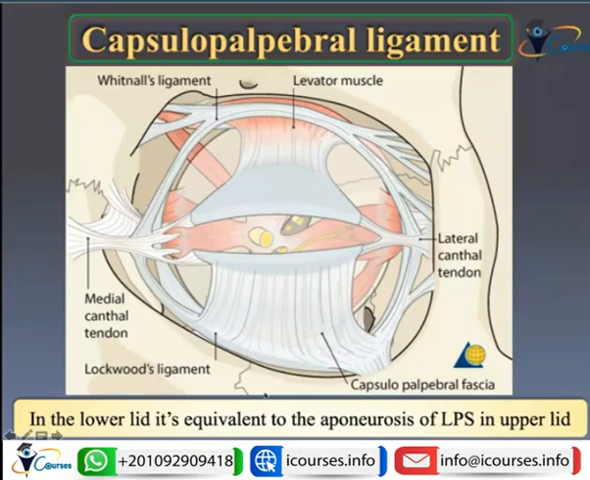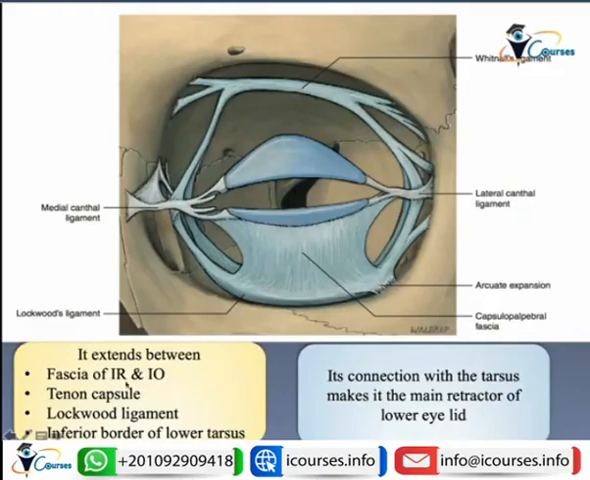This attachment is one of the main retractors of the lower eyelid, and it is analogous to the levator muscle in the upper eyelid. So we don't have a levator in the lower eyelid, but the corresponding retractor of the lower eyelid is the capsulopalpebral ligament, which is attached to the inferior part of the inferior tarsus, the Lockwood ligament, and also has attachment to the inferior rectus, the inferior oblique, and the Tenon capsule. Here you can see the capsulopalpebral fascia attaching the inferior border of the tarsus to the Lockwood ligament. And since it is attached to the tarsus, this makes it the main retractor of the lower eyelid.